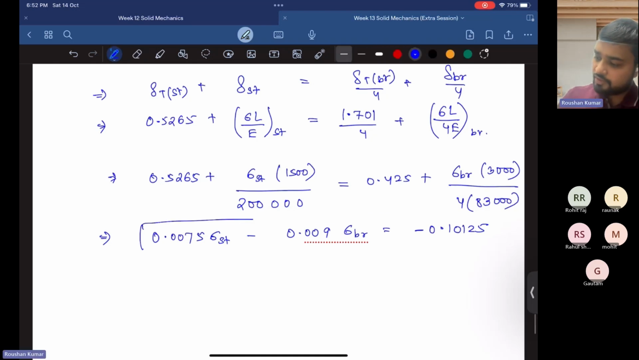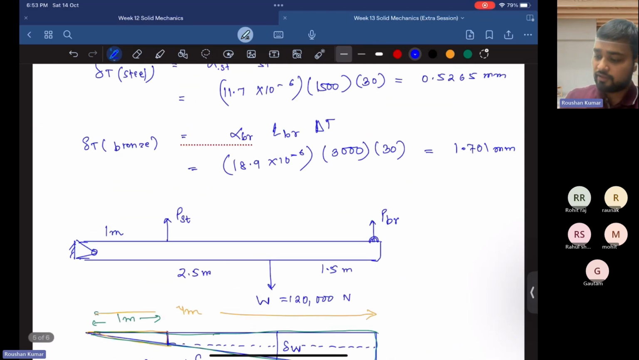So this is the final equation that is coming out to be. Now we have to find the relation of sigma of steel and sigma of bronze, because we have two unknowns here, that is stress in the steel bar and the stress in the bronze bar. To solve for these two unknowns, we have here only one equation, so we have to find one more equation. So we will find it using the moment about point A.